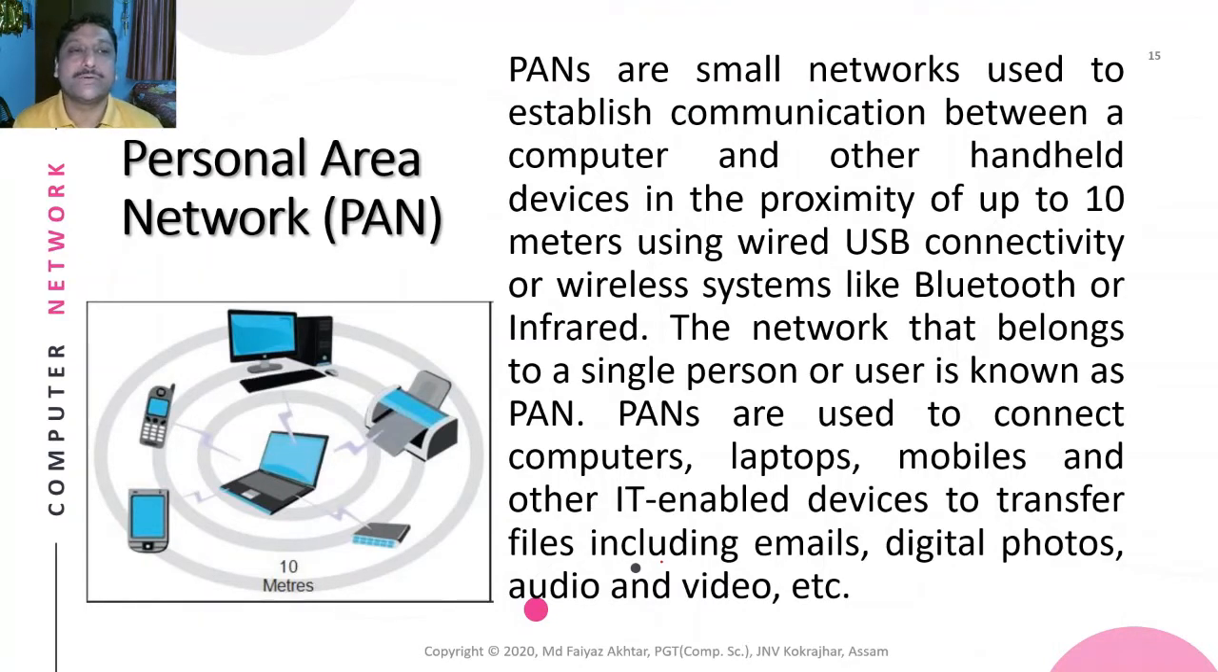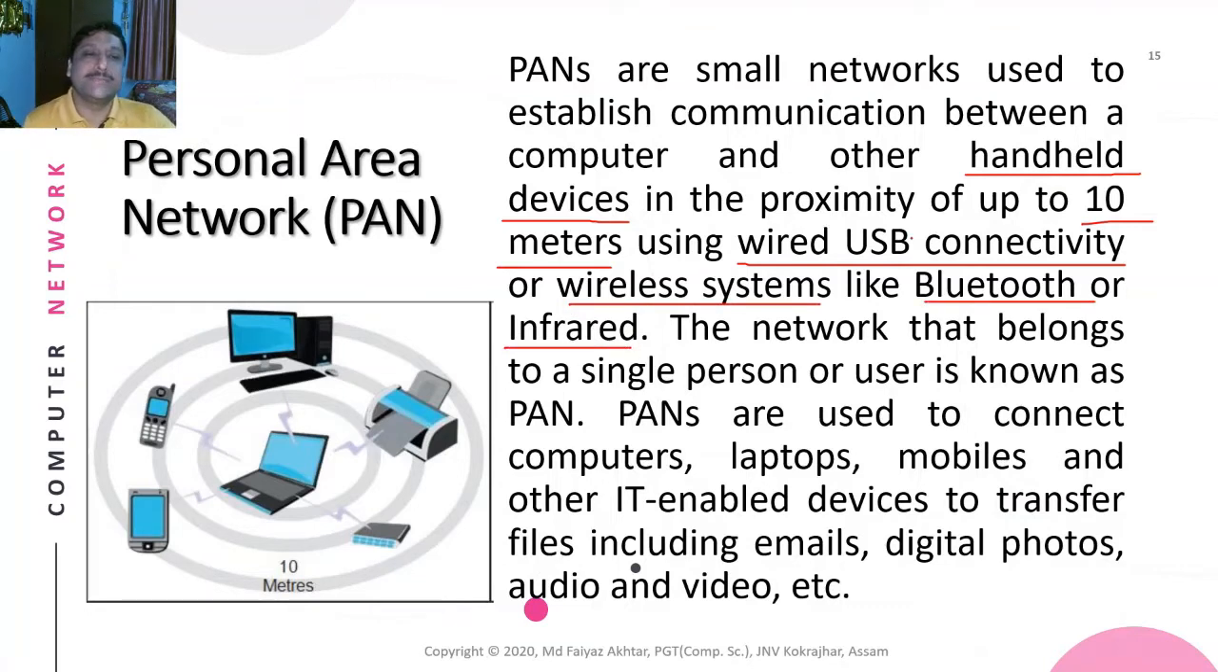PANs are small networks used to establish communication between computers and other handheld devices. Handheld devices means the devices which can be kept in hand, say for example mobile, laptop, pad. These things can be used in a personal area network in the proximity of 10 meters only. The PAN area can cover up to 10 meters using wired USB connectivity or wireless systems like Bluetooth or infrared.